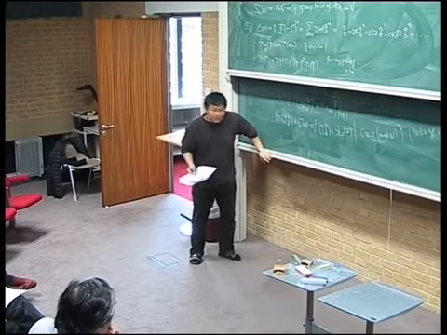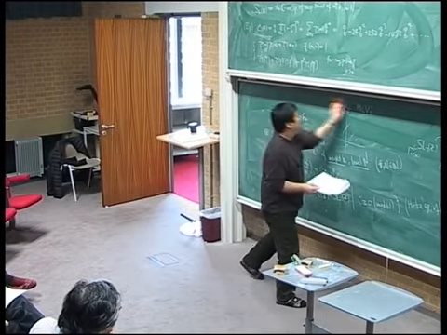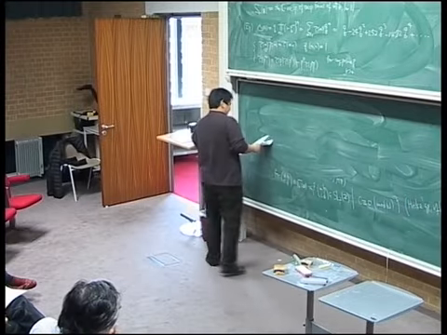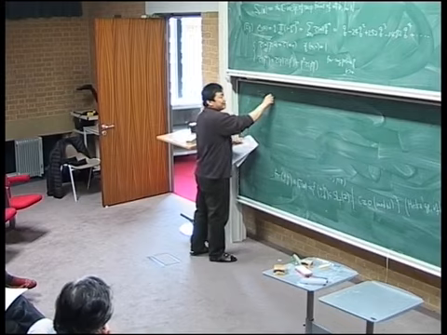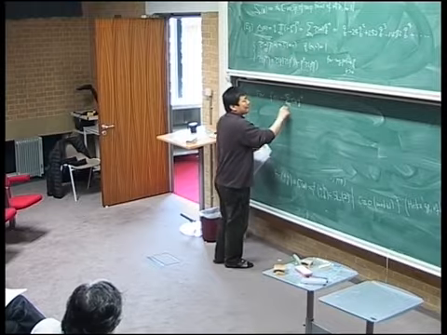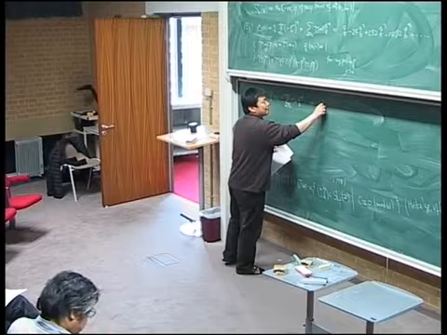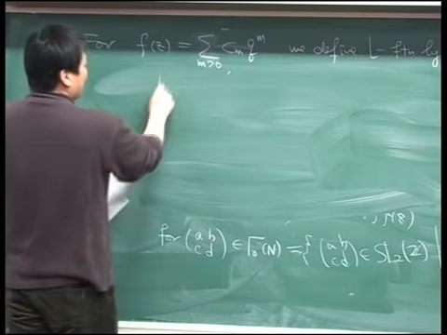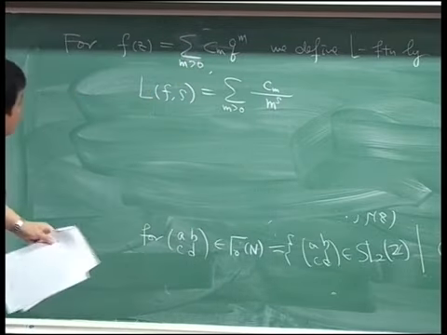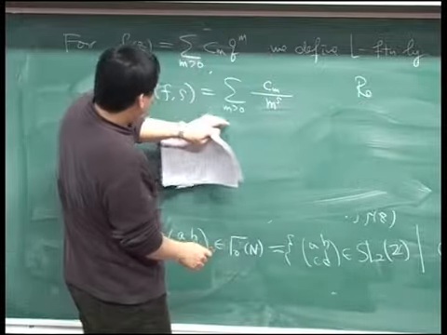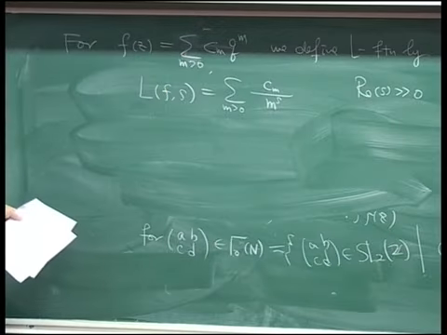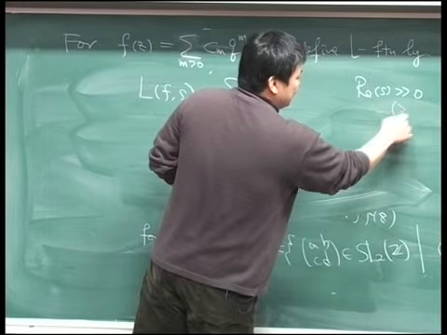Using this Fourier coefficient, we define the L function. So for any given cusp form, we define the L function this way, where s is a complex parameter, but to guarantee the convergence, the real part of s should be large enough. I think k minus 1 is enough.